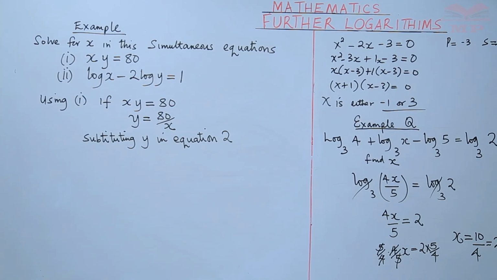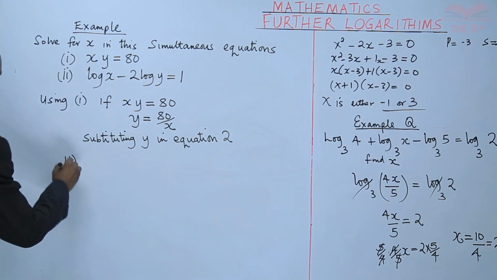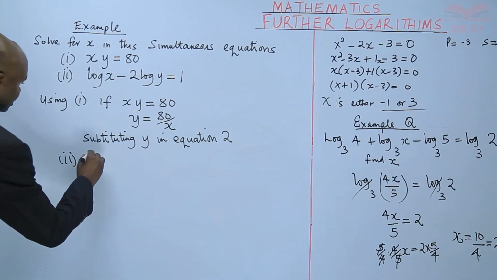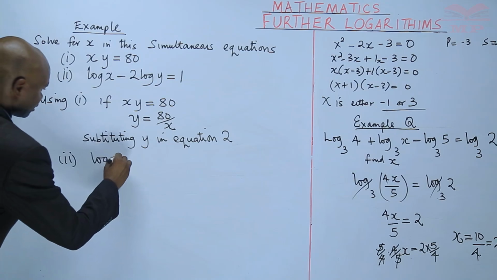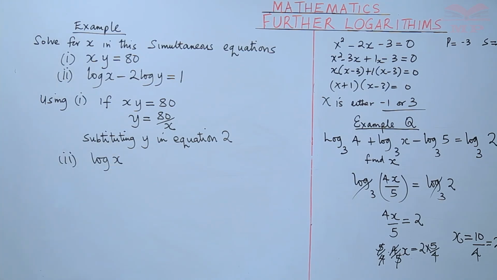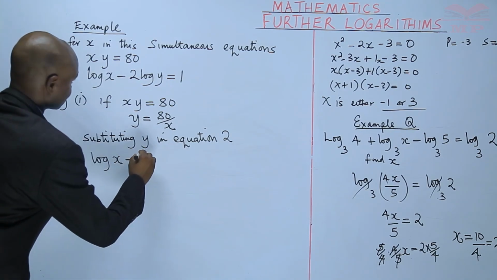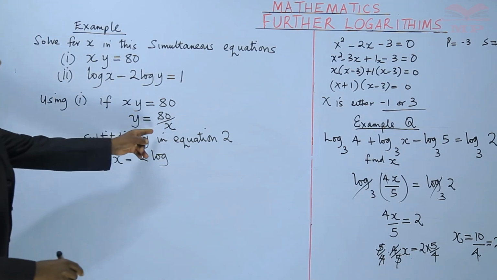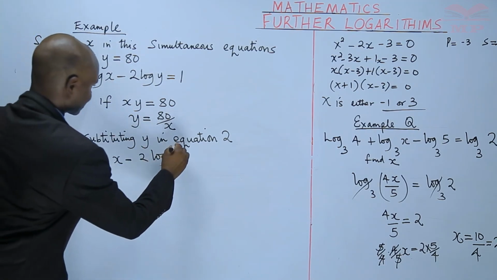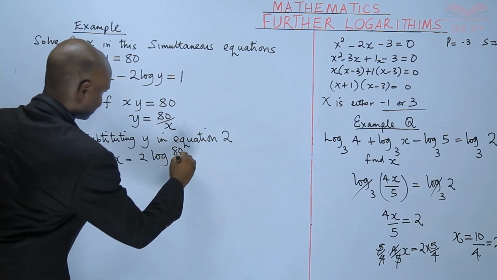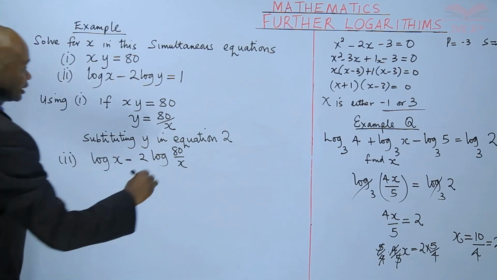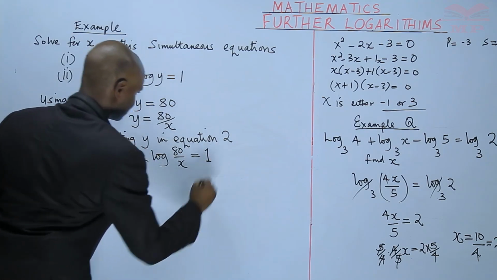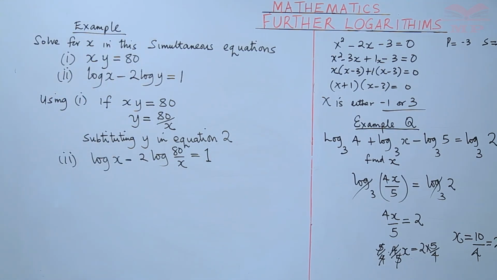What will we get? It will now become log x subtract 2 log, and where y is, I'll put 80 over x. 80 over x is equal to 1.